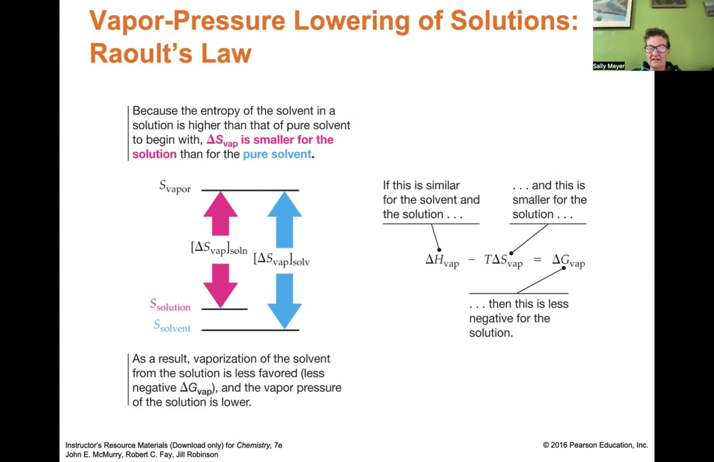And so the blue line on the left is showing you that the entropy change for the solvent going into the vapor phase is bigger than if the solution has a higher entropy. You don't gain as much to have that solvent go into the vapor phase. Because delta S of vaporization for the pure solvent is bigger, the process has a bigger negative delta G for vaporization, and therefore the pure solvent is going to have a greater vapor pressure at equilibrium.